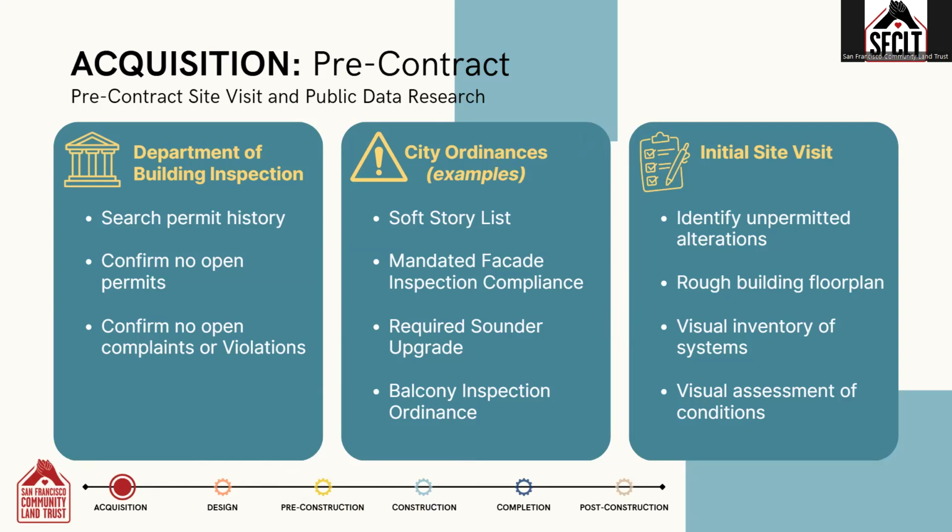For example, in San Francisco, some buildings have been identified as requiring a structural soft story retrofit, and some are identified as requiring a fire alarm system upgrade. These are just a few examples. The construction manager should be aware of these local ordinances and confirm if any will be triggered through the acquisition or by the rehab project itself.